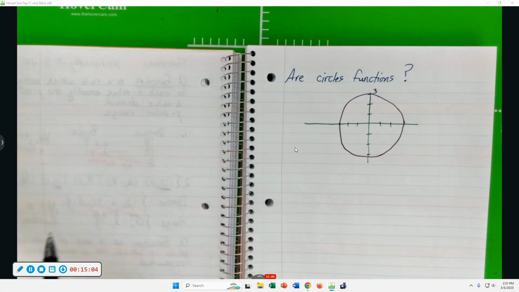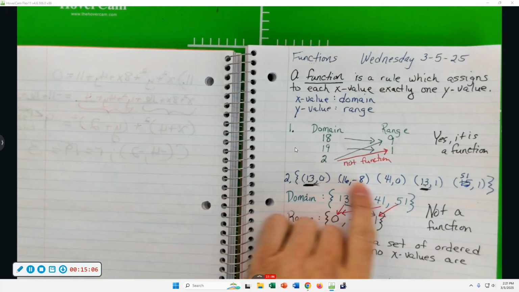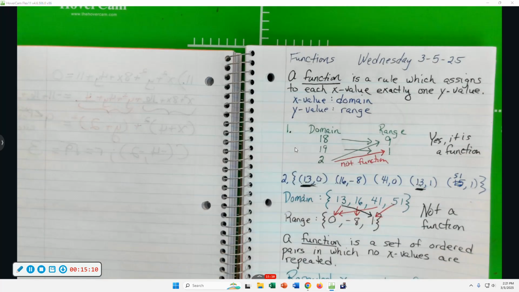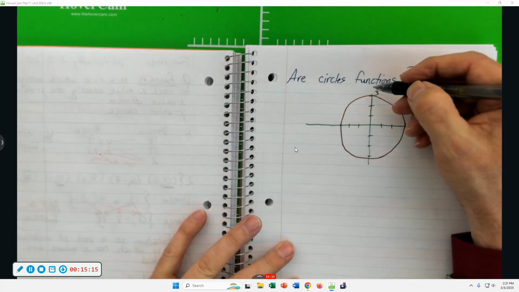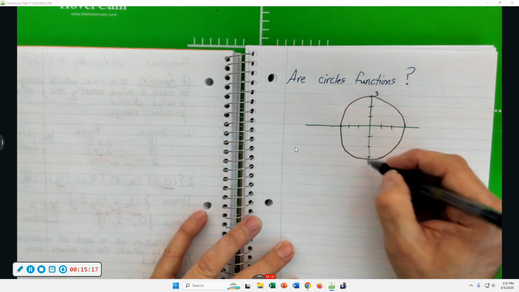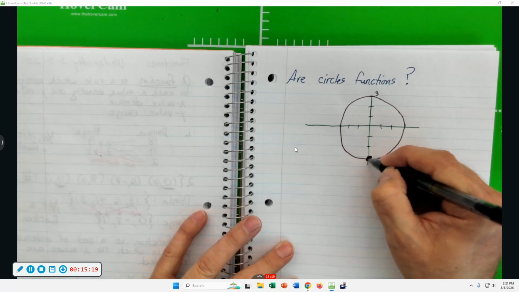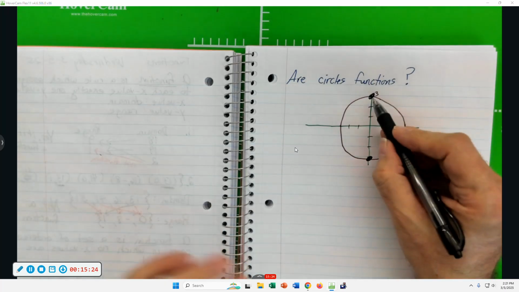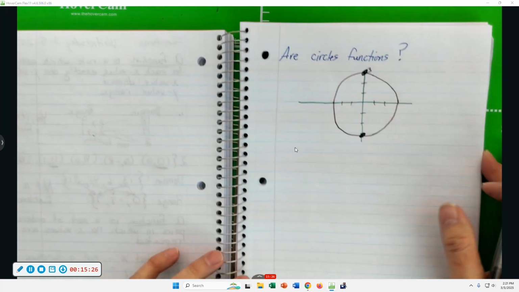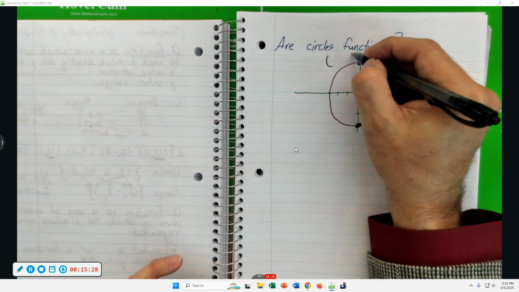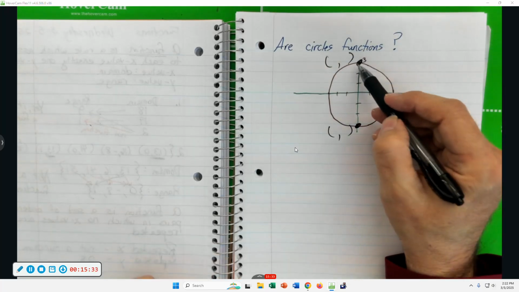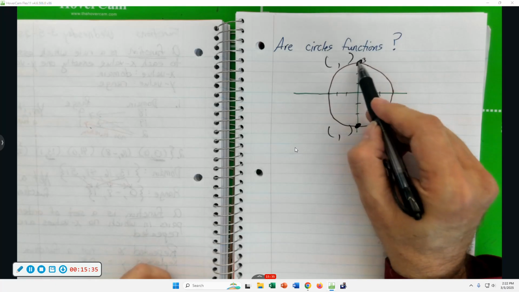We said if there's repeated x's, if there's two ordered pairs with the same x value, then it's not a function. Well, I'm going to look here at the y-axis. Look at these dots right here. If y'all were going to write those as ordered pairs, what's the x-coordinate of this ordered pair?